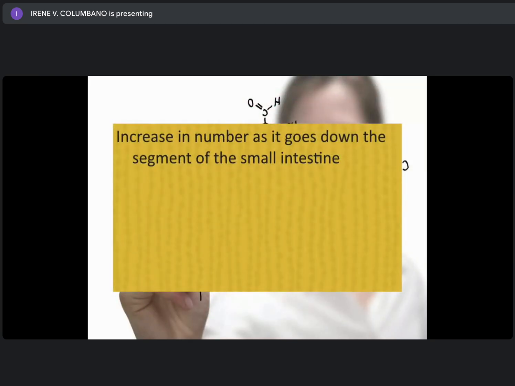Increase in numbers as it goes down the segment of intestine. Yung villi kanina as it goes down from duodenum to ileum, kumukonti. Pero itong microvilli, ito namang goblet cells natin, as it goes down sa segment ng small intestine, mas dumadami siya.